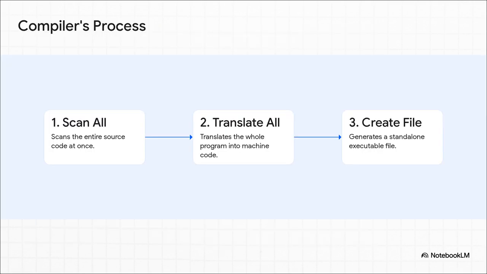And this whole process is really an all-or-nothing deal. The compiler scans everything first, checking the entire program for any errors. If it all checks out, then it translates the whole thing into machine code and packages it up nice and neat into what's called an executable file. That's a standalone program you can just run whenever you want.